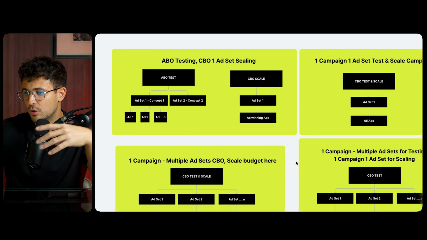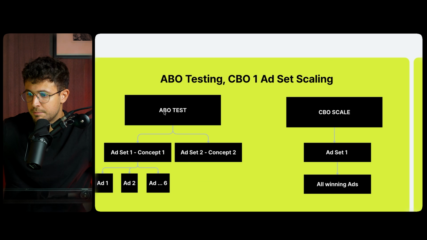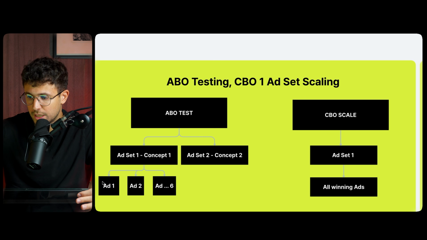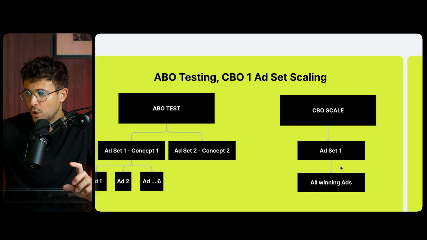And this is basically how you want to do things. Now, this is visually how it looks, which is the first setup, the ABO testing and scaling. As I mentioned before, ABO test, different ad sets, and then you have different ads, maximum 6 usually within each single ad set. Then you have the CBO scaling, one ad set, all winning ads inside.